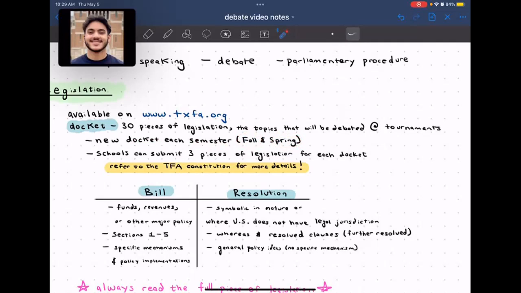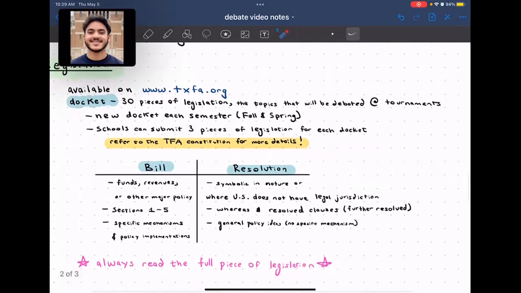Now, there's some other information about dockets, but I would refer to the TFA Constitution. Again, it's in that same link here for more details about the dockets, because they're not too important for you as a competitor at the moment.